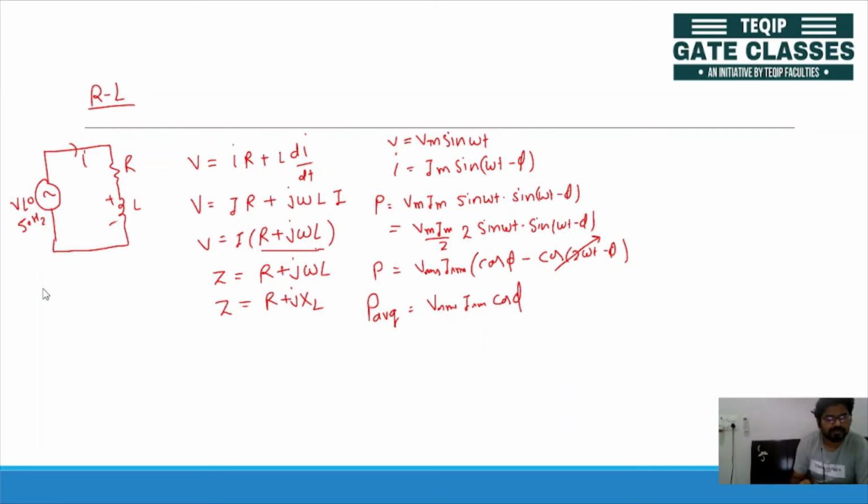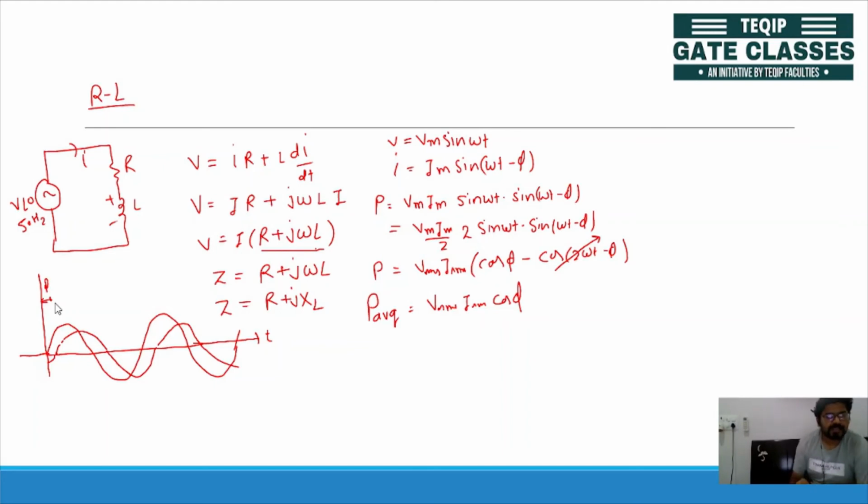Now let's draw the waveforms. So let's say this is your voltage waveform. Okay, and your current will be lagging only because it's an inductive circuit. So your current will be lagging not by 90 degrees but by some angle phi. Okay, so let's say here is your current waveform, lagging by some angle phi. Okay, so this is your angle phi. Let's say this is your angle phi.